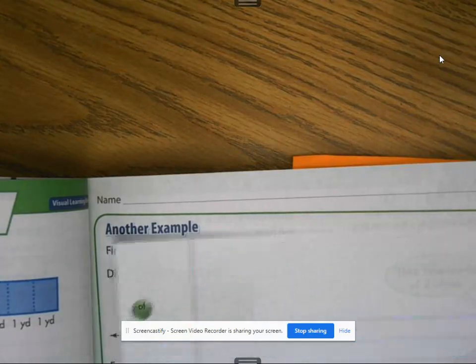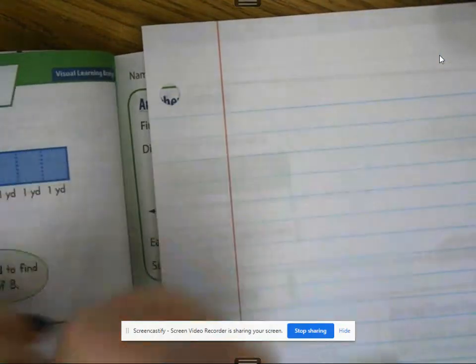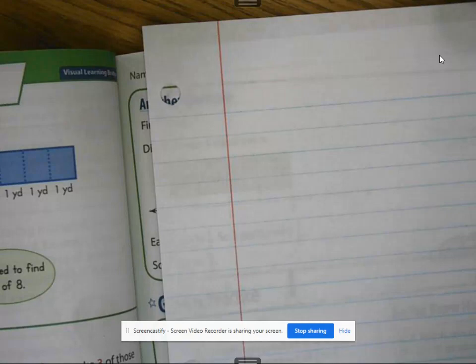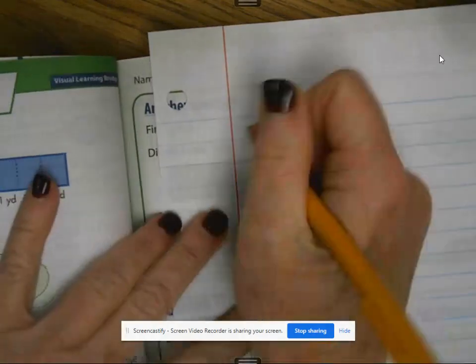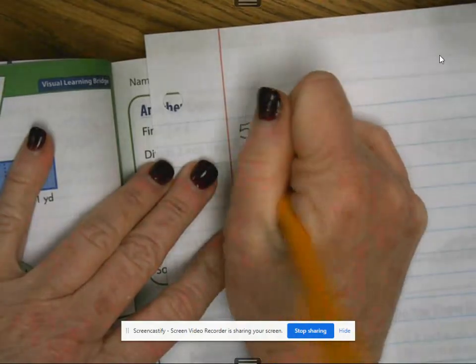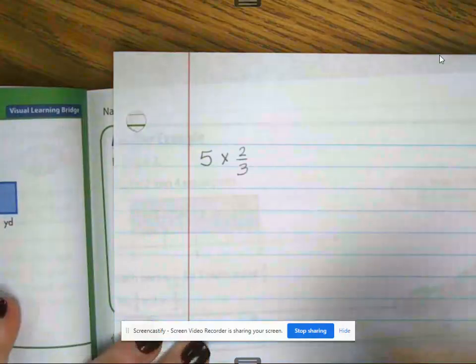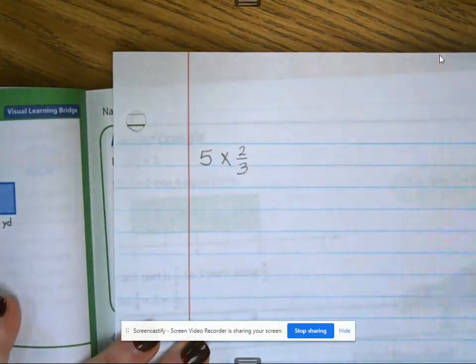So if we are looking at a problem in yesterday's assignment, we started with the whole number. So maybe you had a problem like 5 times 2/3. Okay? And we looked at two different strategies in our book to multiply it.